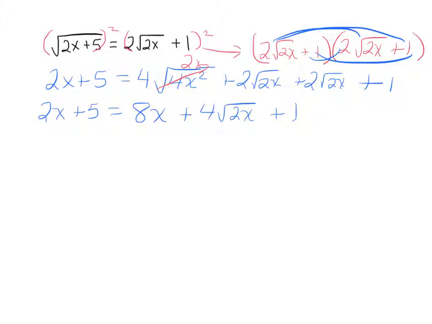So we're at this point where we've simplified everything on the right-hand side, but do you remember what step 3 was? Who wrote it down and can tell me what step 3 is? Repeat steps 1 and 2. Right, repeat steps 1 and 2 until there are no more radicals. We still have a radical here. So now we have to isolate that radical and square both sides again. So let's subtract 8x, so that's negative 6x, and we'll subtract 1, so minus 4, and then 4 root 2x. Now we have that radical isolated, and now we can square both sides again.